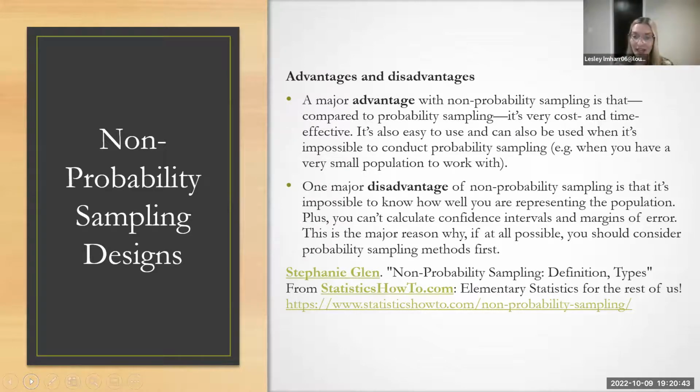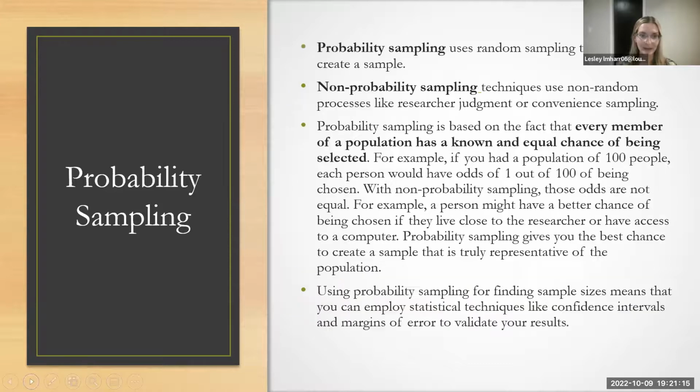One major disadvantage of non-probability sampling is that it's impossible to know how well you are representing the population. So you are not able to recruit a representative sample because of the lack of randomization. Plus, you can't calculate confidence intervals or margins of error. This is the major reason why, if at all possible, you should consider probability sampling methods first. But again, it's not always possible. So here are two other resources if you want to learn more about non-probability sampling.